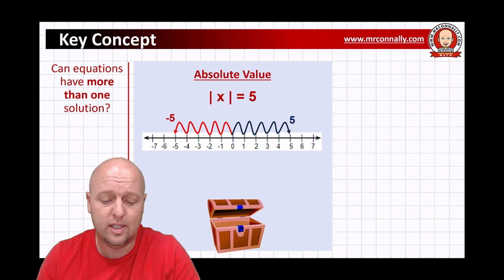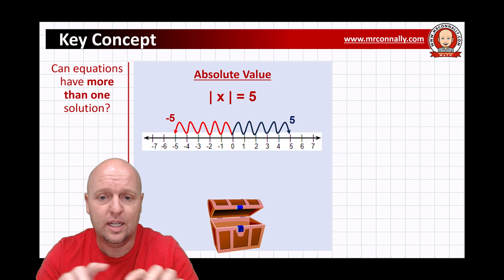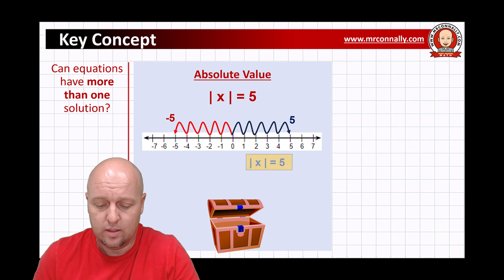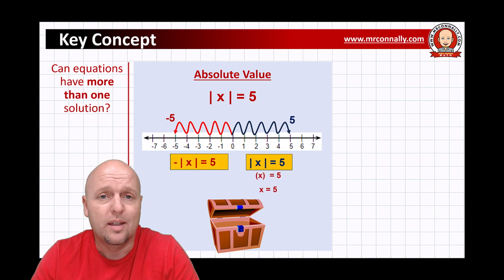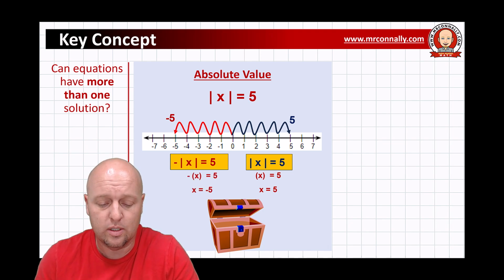I like to tell students to think of absolute value equations like a treasure. It's got this little box on the side, and inside is a special equation that we need to solve at the very end. In that equation, we have the absolute value of x equals 5, but then we also have the opposite of that, which should be the opposite of absolute value of x equals 5. And we solve that equation. We would take the opposite of the absolute value of x, and we divide both sides by -1, and we would get x equals -5. So this treasure box has two solutions in it: x equals -5 and x equals 5.